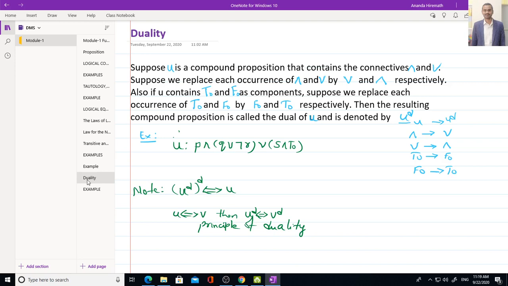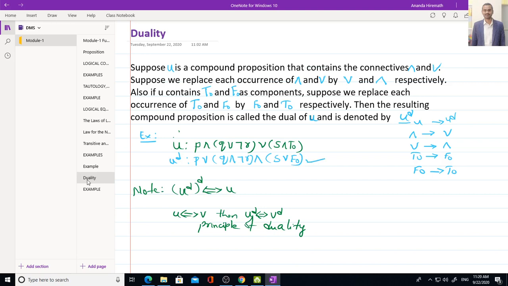Well, let us see one example. Say U is P and Q or not R or S and T naught. Now U of D, that is the dual of U, will be: P as it is, instead of AND we write OR, Q, then not R as it is, instead of OR write AND, S as it is, instead of AND you write OR, and instead of T naught we should write F naught. Then it is called the dual of this example.